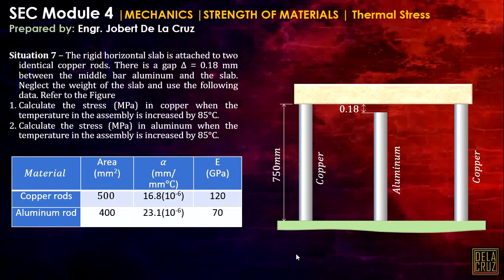The rigid horizontal slab is attached to 2 identical copper rods. This one. These are identical copper rods. There is a gap, delta of 0.8 in here, between the middle and aluminum slab. Neglect the weight of the slab and use the following data. Refer to this figure. So we are to neglect the weights here.